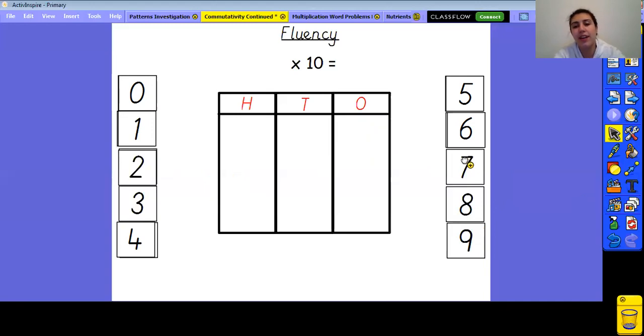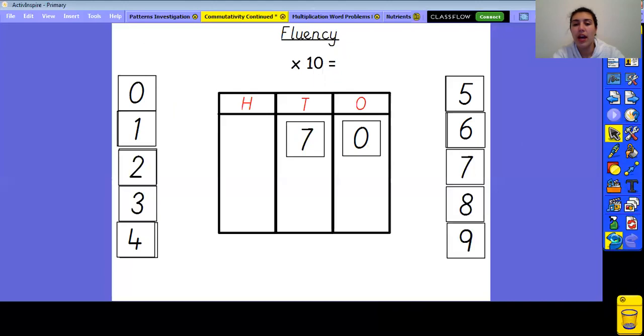Lovely. So let's have a look at 7 times 10. Well, 7 times by 10 is too big for my ones column now. So it has to go into my tens column when it gets 10 times bigger. But I can't leave my ones column empty. I need a placeholder, which is a 0. So 7 times 10 is 70.